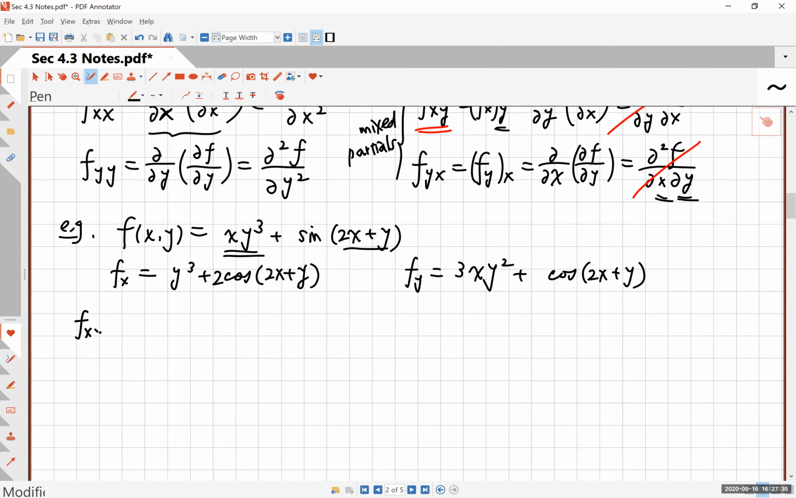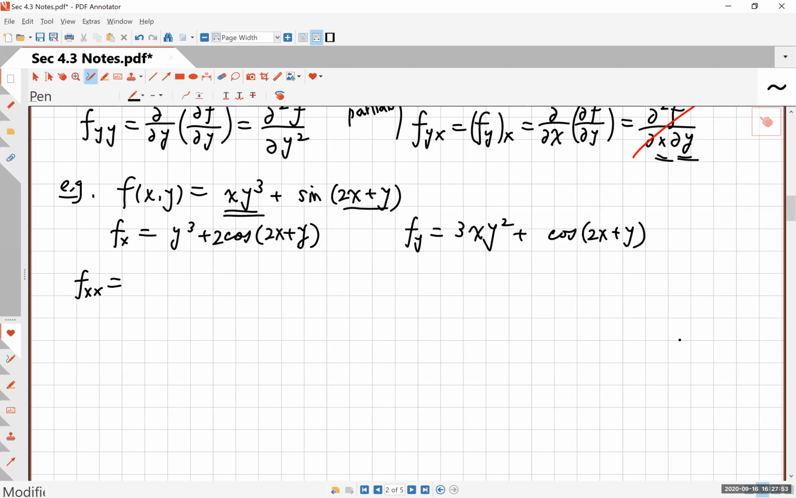Now, let's go to the second partials. Remember, you have 4 of them. Oh, by the way, if you go to the third partials, then you will have 8 of them. The fourth partials, you have 16 of them, because you have to permute between x's and y's and so on. Well, it turns out you don't have that many, okay? And I'll explain why right after this. But what is f sub xx? Maybe you can try all of these and then figure out what they are.